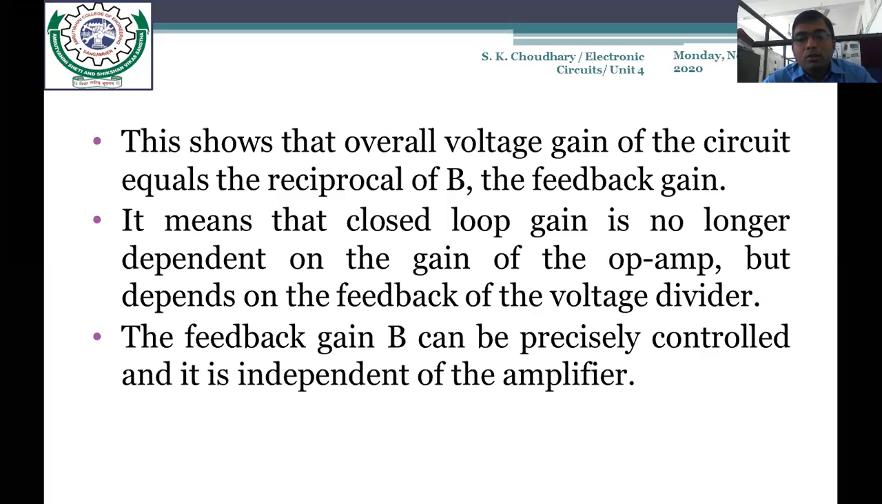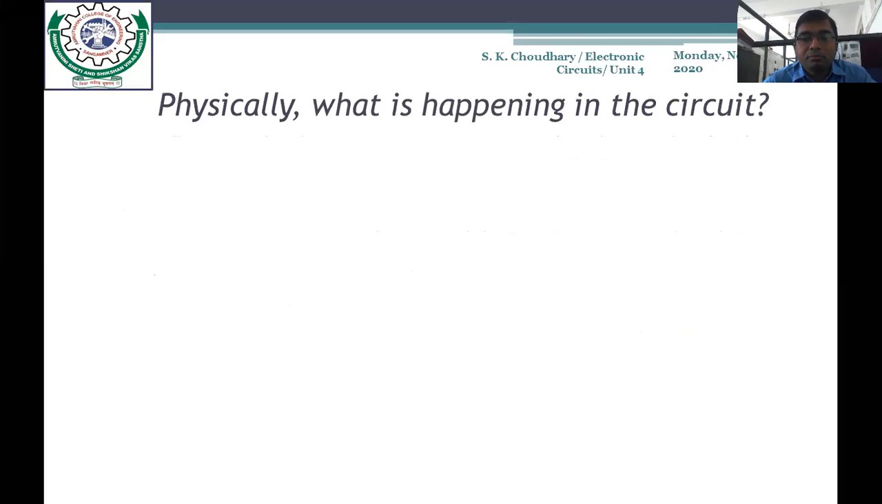Okay, so the feedback gain B can be precisely controlled by adjusting the values of the voltage divider network R1 and RF, and your gain becomes independent of the amplifier. Okay, it would only depend upon the feedback network. So whatever I have discussed, your gain becomes independent of the amplifier and only depends upon the feedback network.